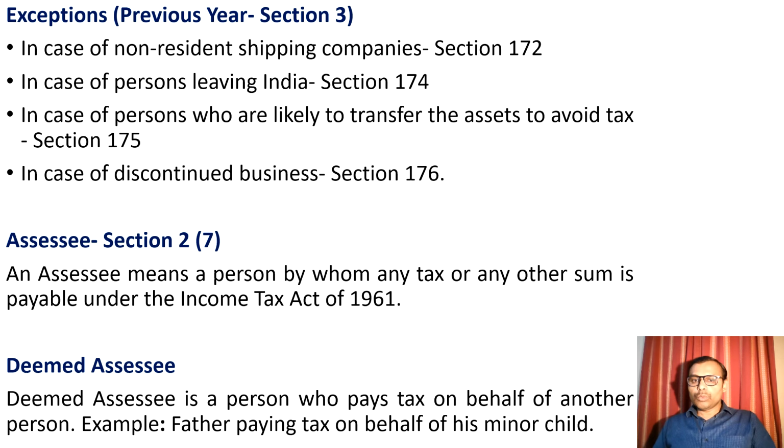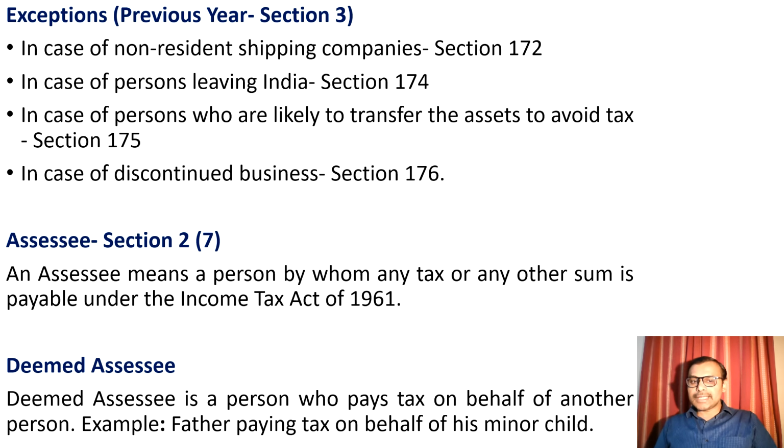And in the case of a person who is likely to transfer assets to avoid tax, section 175. Suppose for example person X wants to transfer his assets to his daughter Y. If you are transferring the assets in the middle of the financial year, then whatever he earned till that time has to be filed, and then he can transfer the assets to his daughter. Likewise, in the case of a discontinued business, we can't wait until the financial year ends. When the business is discontinued, up to that day whatever you earned, if it comes under the tax slab, you have to pay the tax on that amount. So these are the different exceptions to the previous year we can consider, and depending on the situation, they will be applicable.